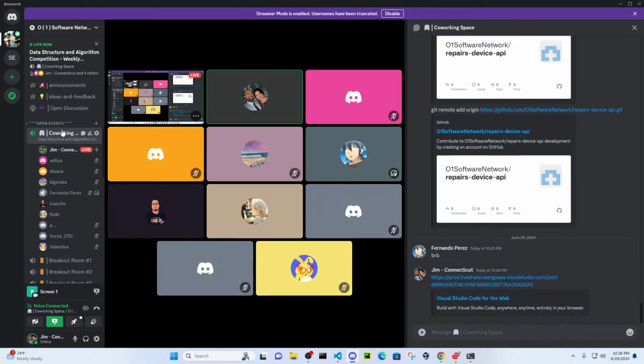You can see we're all in the co-working space. There's 3 icons on the right. We have open chat, we have create invite, we have edit channel. Click on open chat and you'll see the chat open up on the right, and then you can go ahead and click that link right there.